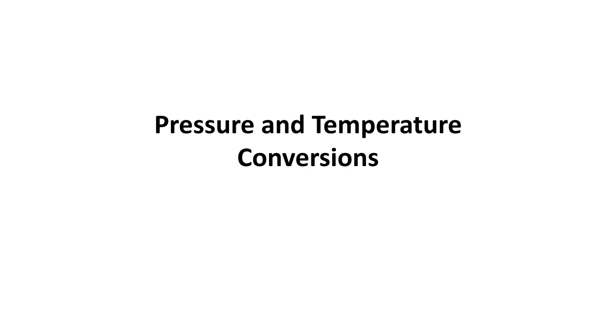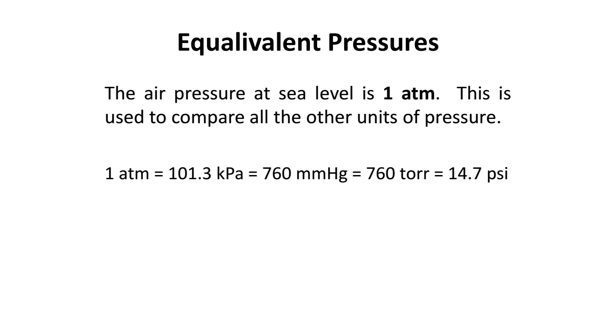Okay, these notes are pressure and temperature conversions. So let's look at equivalent pressures. The air pressure at sea level is 1 atmosphere. This is used to compare all the other units of pressure. So 1 atmosphere equals 101 kPa, which is also equal to 760 millimeters of mercury, which is also equal to 760 torr, which is also equal to 14.1 psi, or pounds per square inch.